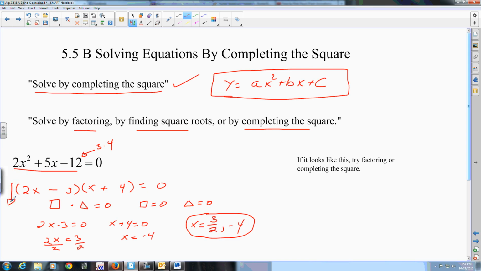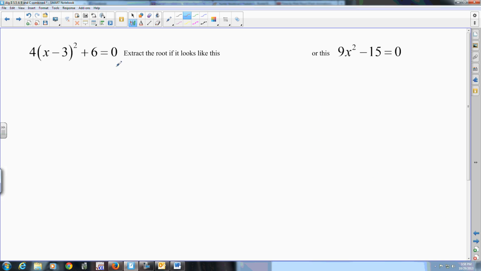The only time I'm going to force you which way to do it is when they specifically say. So like in this section, when they say solve by completing the square, yeah, I want you to do it by completing the square. So if they give it to you like this, in the section where it's your choice, try factoring it or completing the square. Now, if they give you ones that look like this, by all means, extract the root.